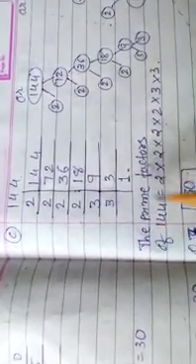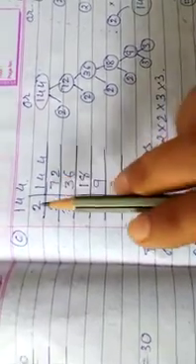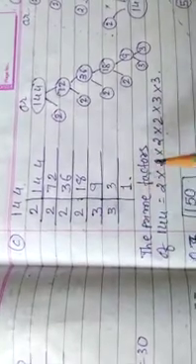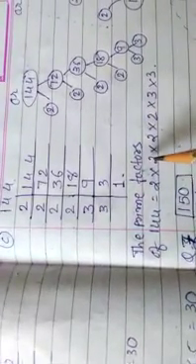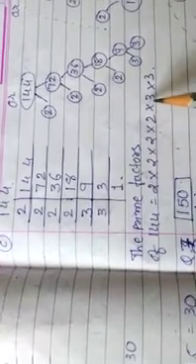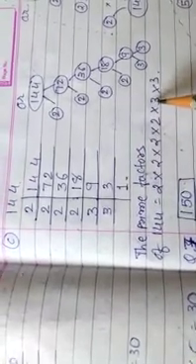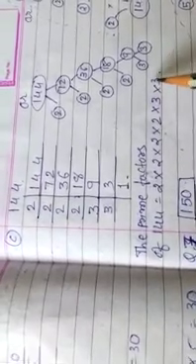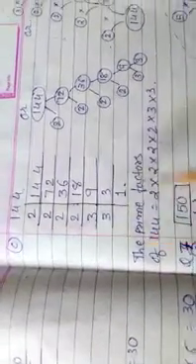The prime factors of 144 is equal to 2 times 2 times 2 times 2 times 3 times 3. So 2 multiplied by 2 is 4, 4 2s are 8, 8 2s are 16, 16 3s are 48 and 48 3s are 144. This is our last statement.